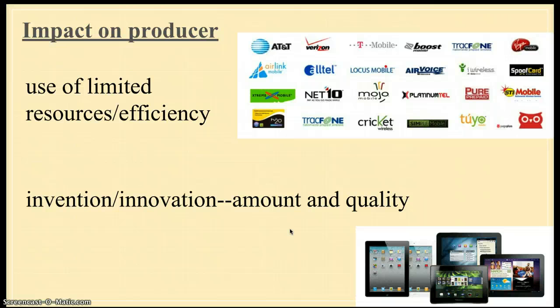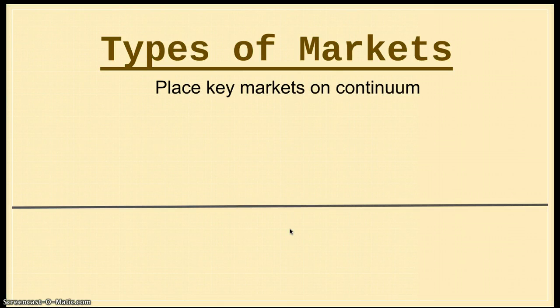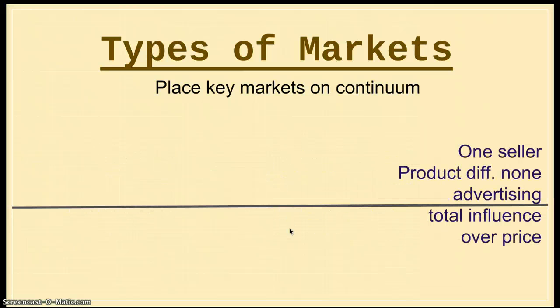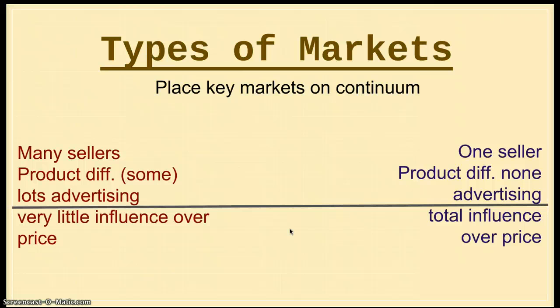Okay. Now what I'd like to do is very briefly say what are the major types of markets. And the best way to do this is to have you draw a continuum, a line, and as we talk you'll be able to label or put the markets on this continuum. On one end of the continuum we'll have a market where there'll be one seller, there'll be basically no product differentiation, there'll be little to no advertising, and the company will have total influence over price. Obviously on the other end we'll have the exact opposite. A market with many sellers, there will be some product differentiation, there will be lots of advertising, and the companies will have very little, if any, influence over the price.